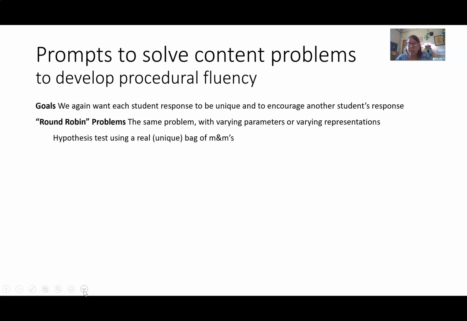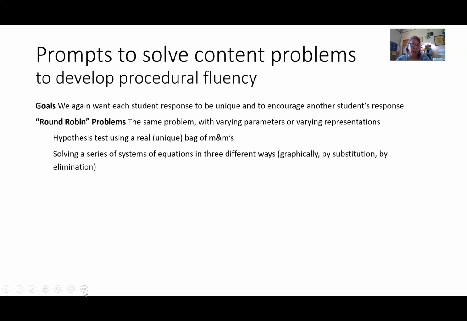So for instance, if you do hypothesis testing using a real bag of M&Ms, each student has a unique bag of M&Ms, so each hypothesis test will come out different, but the students can model their own hypothesis test off the first student, usually an A student who tries it first, and so they can get help from other students that way. Solving a system of equations is really fun.